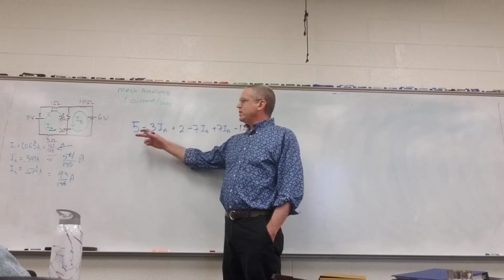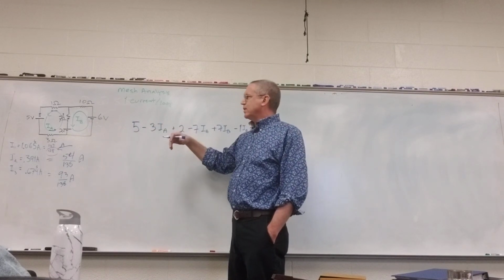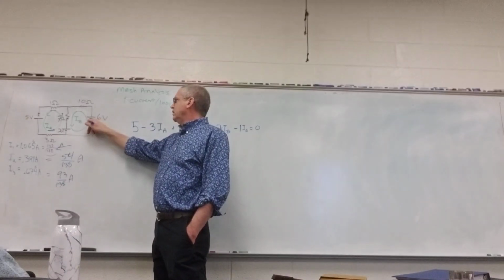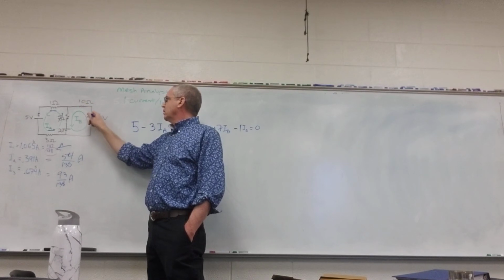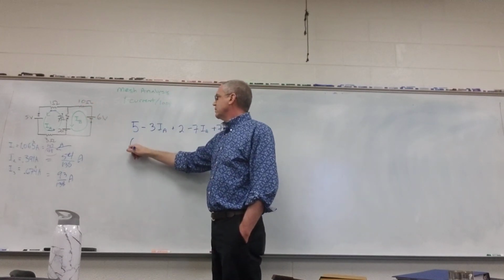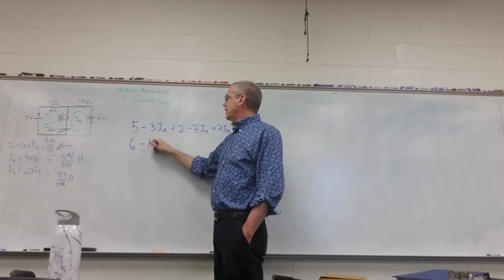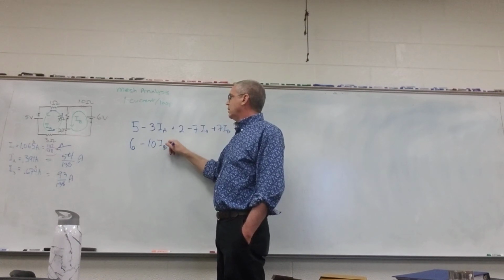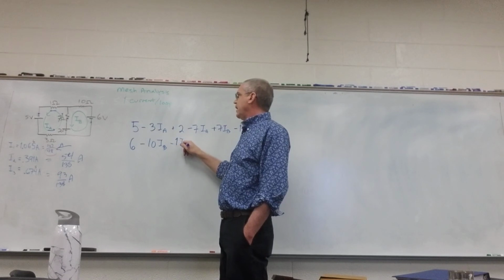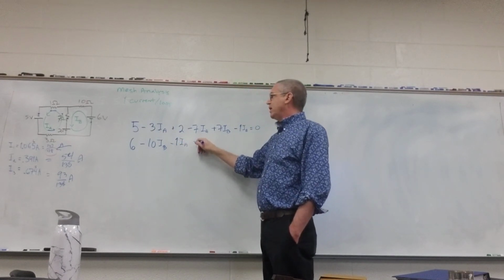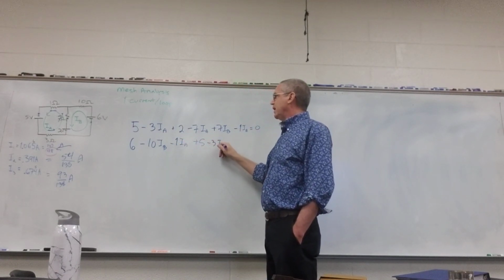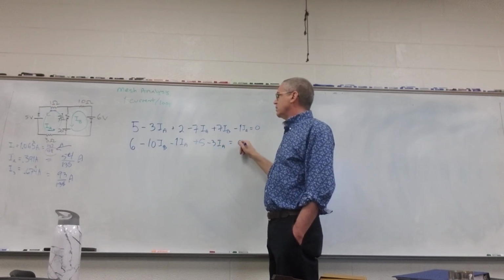The next one, I think we did the right loop last time. Let's do the whole thing this time. So I'm going to start here, and I'm going to go counterclockwise around. So I got 6 minus 10 IB minus 1 IA plus 5 minus 3 IA equals 0.